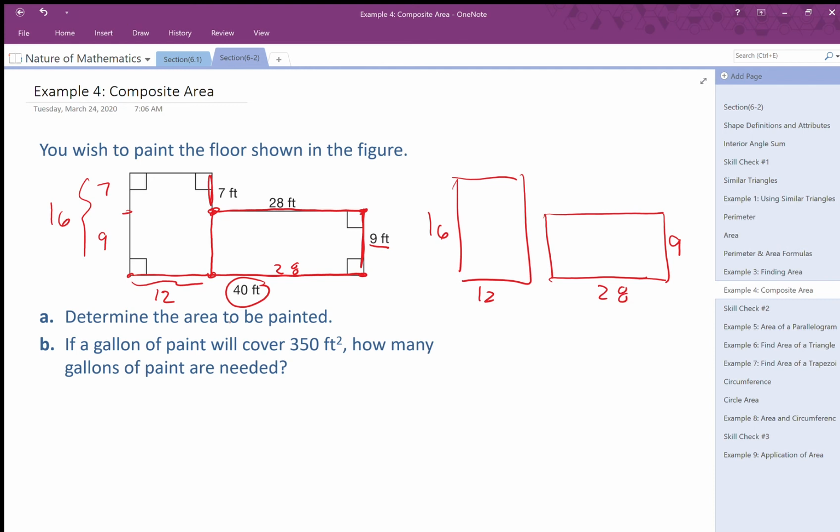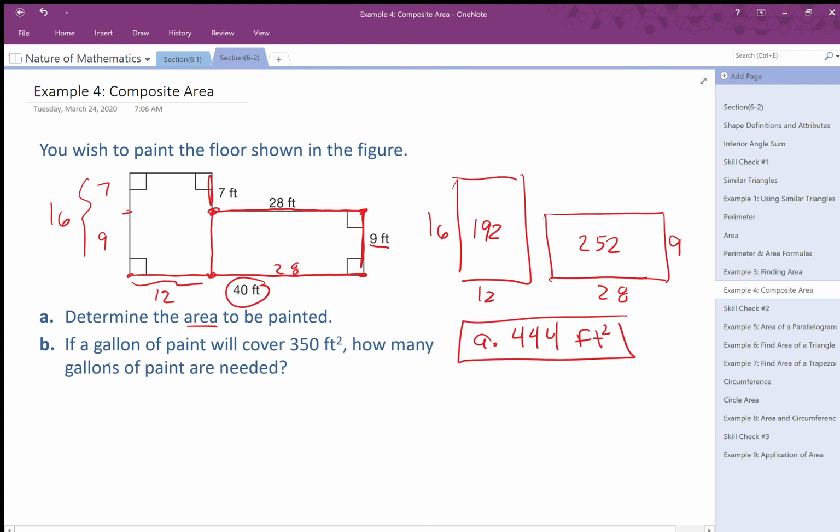Determine the area to be painted, so that means we're talking about area. 16 times 12 is 192, and 28 times 9 is 252. So part A is 444 square feet.